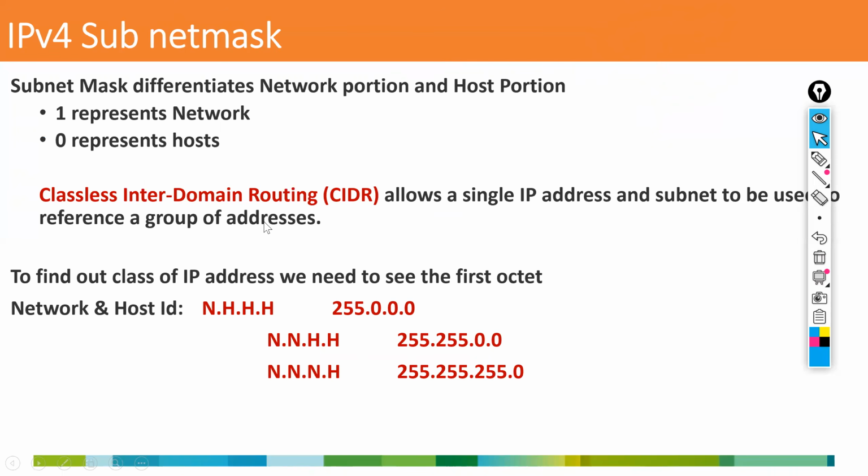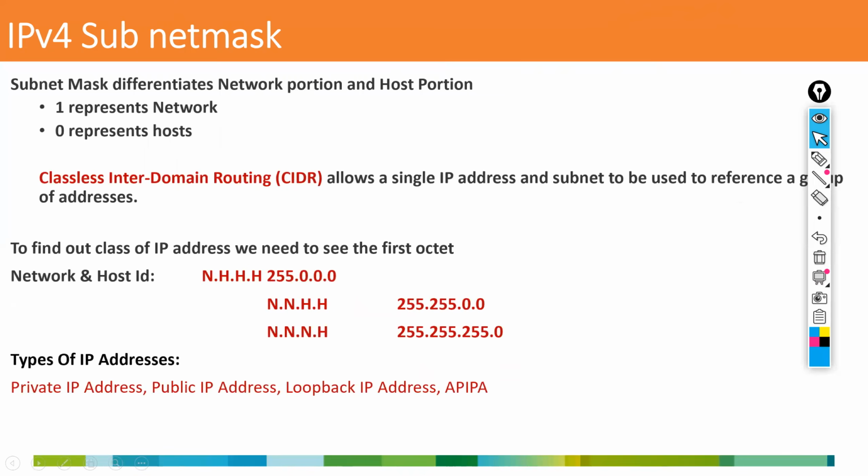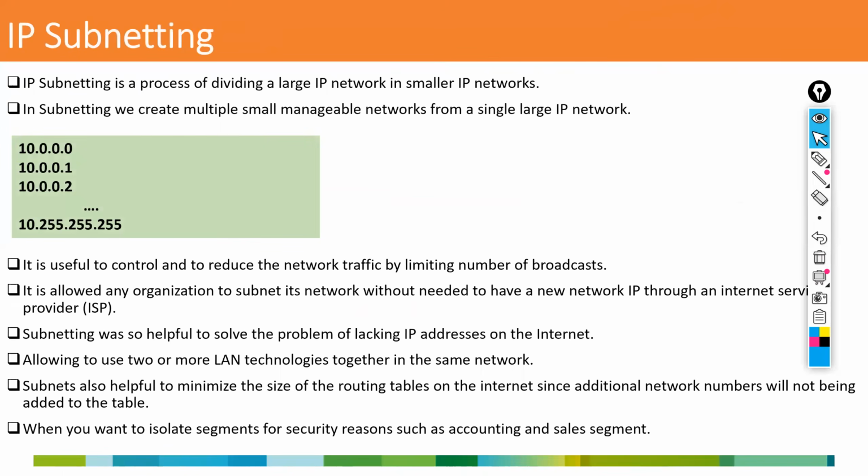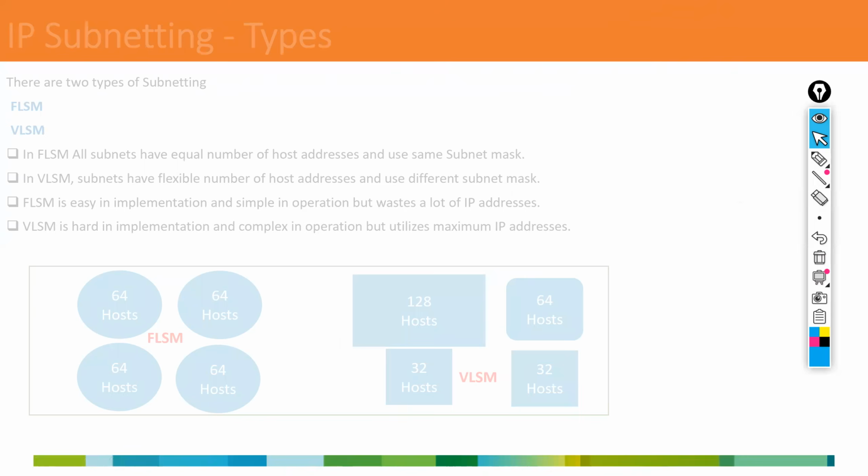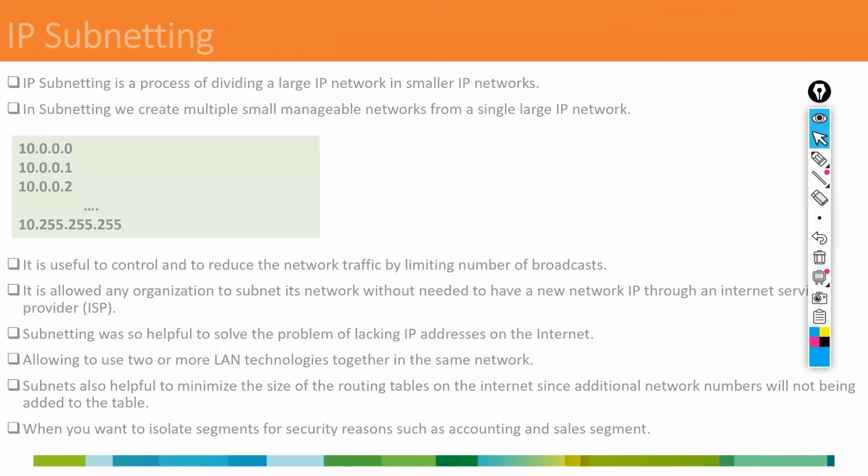Same with the CIDR value. Classless Inter-Domain Routing allows a single IP address and subnet to be used to reference a group of addresses. Again, it defines how many bits are reserved for the network. When we do subnetting, we'll discuss the CIDR value. Next, we have subnetting, which we'll discuss later, not now.